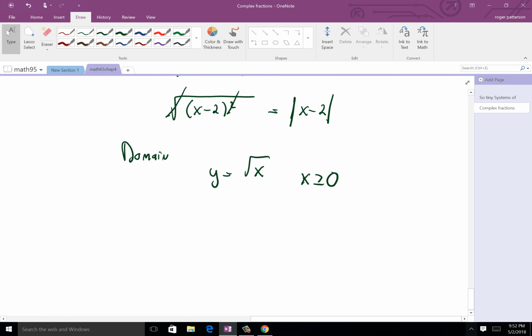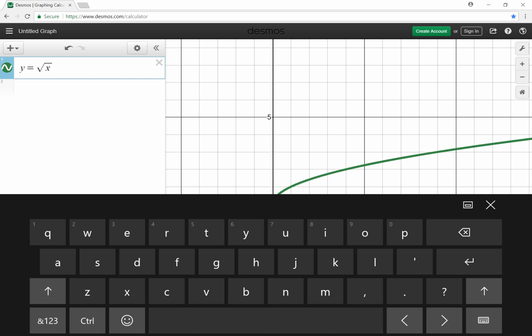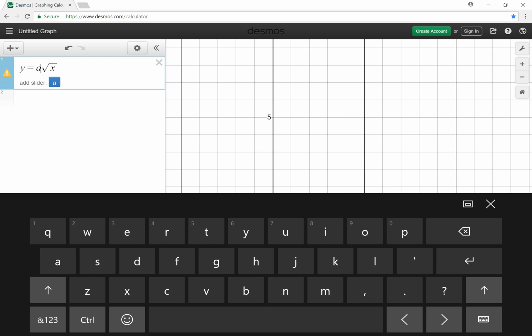Well, what if we change it a little bit? So, for example, what if I put a number out in front? What will that do to it? So I'm going to go back into Desmos here. I'm going to stick a number out in front of that. I'm going to put an A in there. I'm going to introduce a slider.